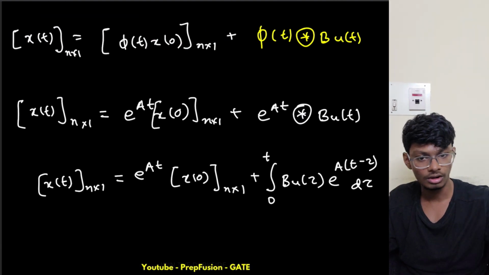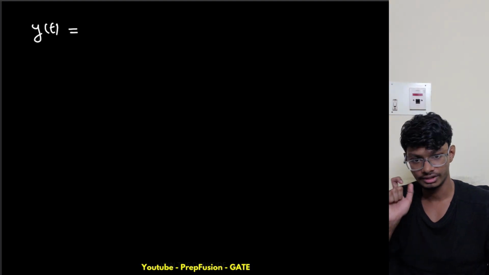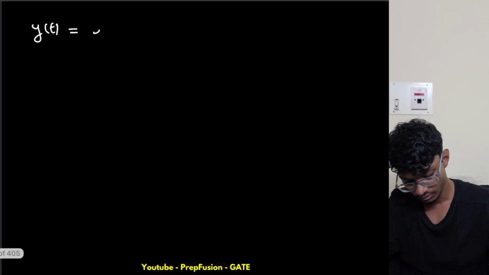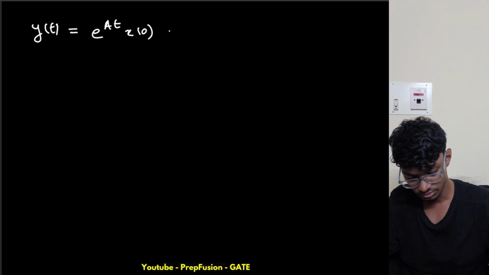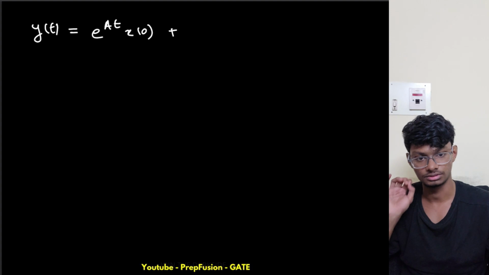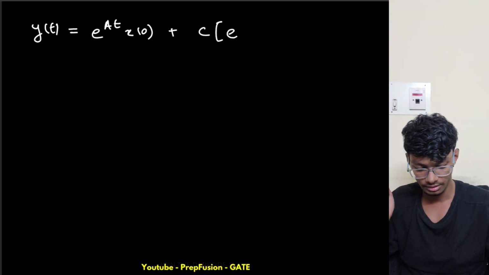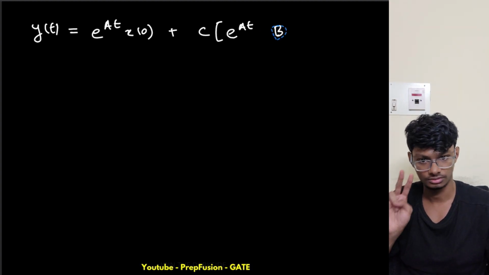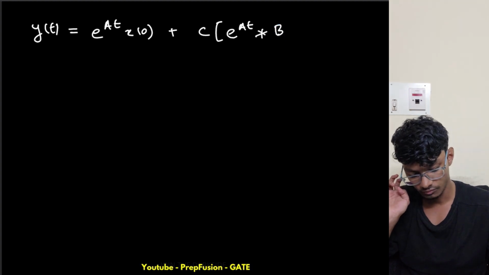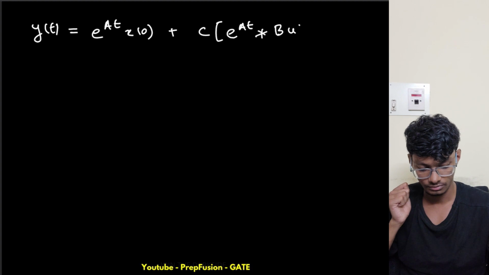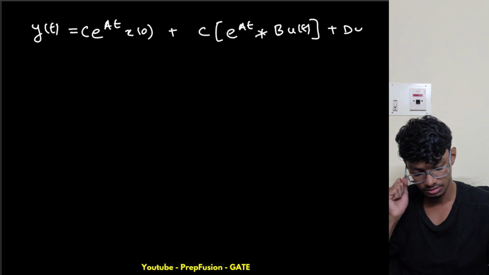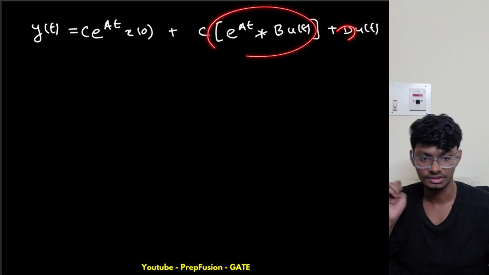So in the time domain, how can I write it? Y of t I can directly write like this. In the time domain, Y of t will be e raised to power At times x of 0, plus I will have a C term at the outside: C e raised to power At, B. Now this isn't just a simple product, it is a convolution, so convolution with U of t. Sorry, I forgot a C over here, plus D U of t. I can't simply take common here.